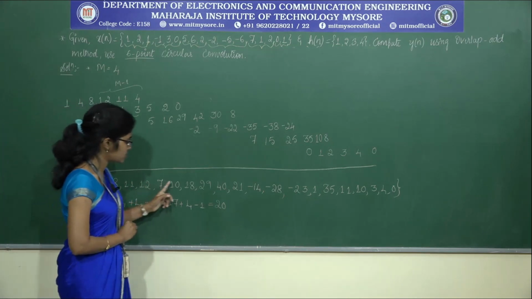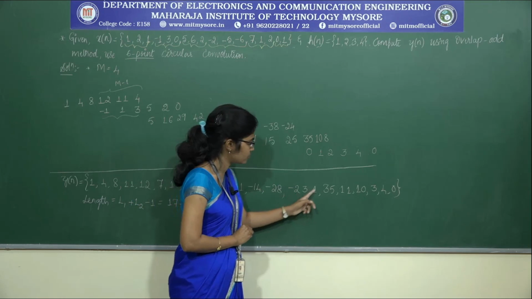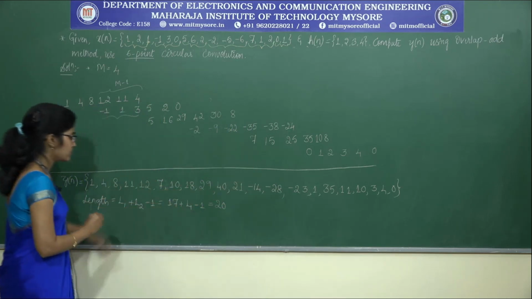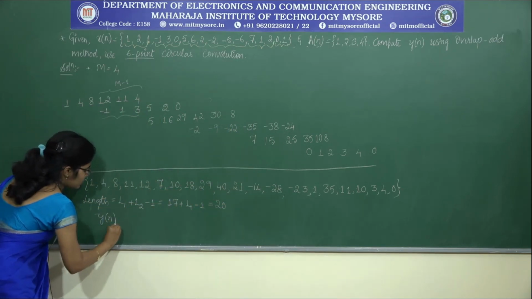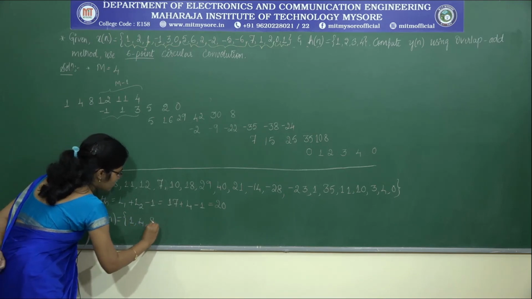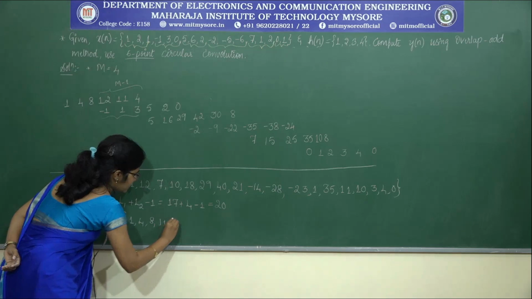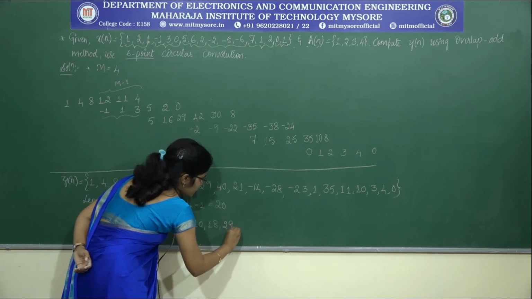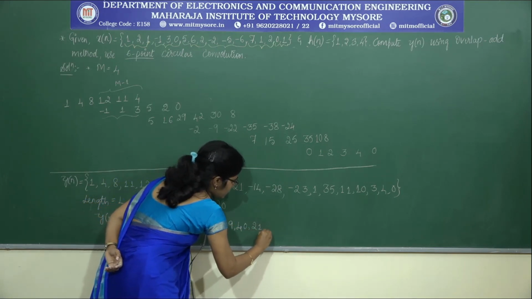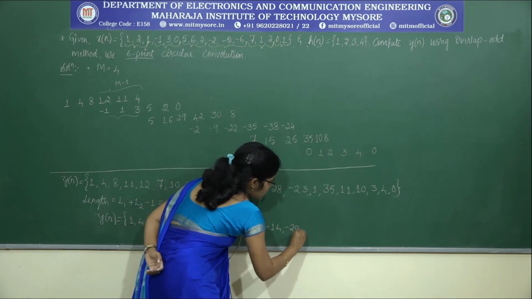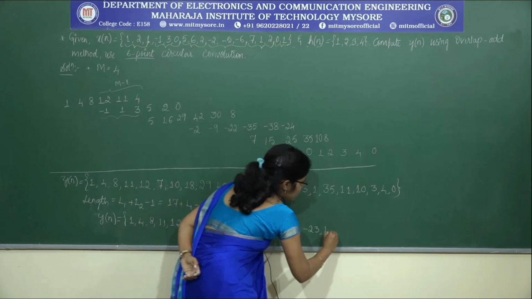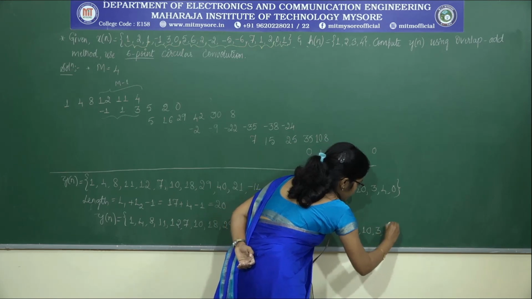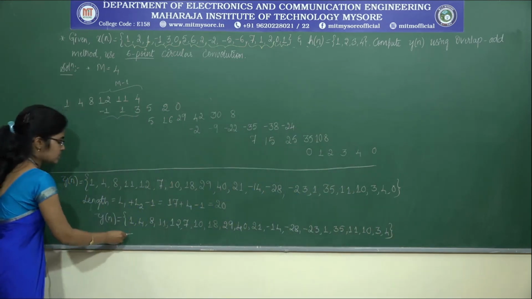Let us check whether it has 20: 1, 2, 3, 4, 5, 6, 7, 8, 9, 10, 11, 12, 13, 14, 15, 16, 17, 18, 19, 20. So this is one extra sample. We need to leave that sample and write y of n. Therefore, y of n is equal to 1, 4, 8, 11, 12, 7, 10, 8, 29, 40, 21, minus 40, minus 28, minus 23, 1, 35, 11, 10, 3 and 4. So this is nothing but the sequence y of n.